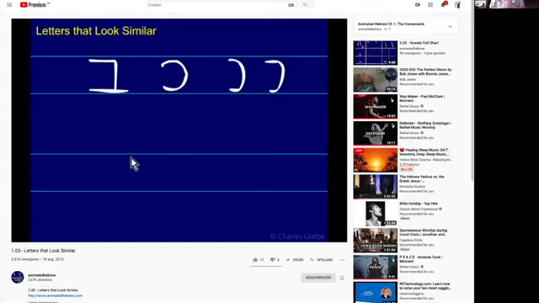Another pair are the Shin and Shin, and I'm going to write them this way for a reason. Here's the Shin, and here's the Shin. So the Shin has the dot on the left, the Shin has the dot on the right. How do you distinguish these things? How do you remember them?